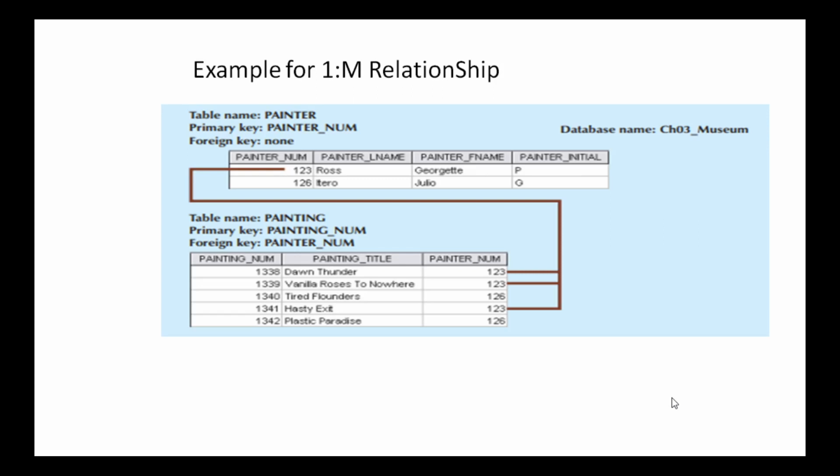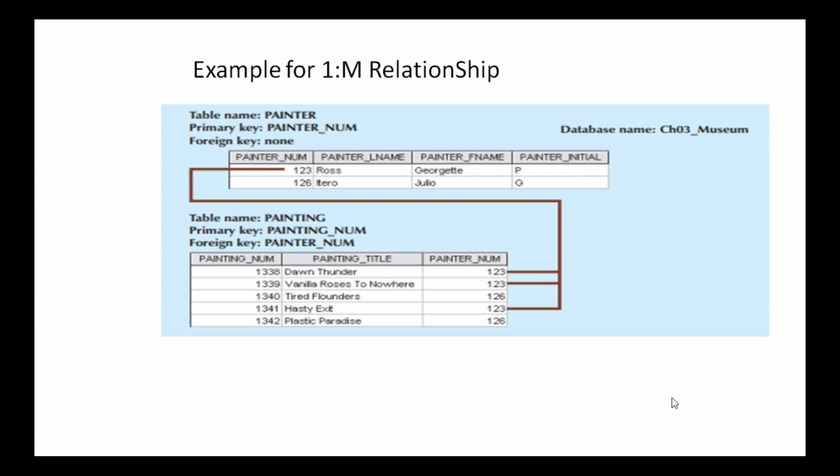Let's take two tables. One is painter and the next one is painting table. The painter table contains the details about the painters. So what is the relation between those two? The painter paints many paintings and each painting is painted by one painter.